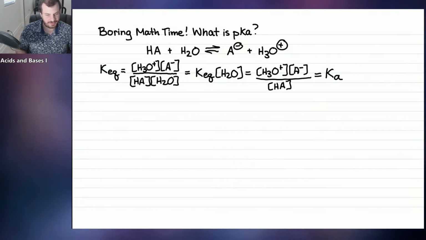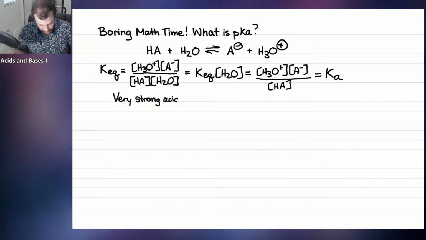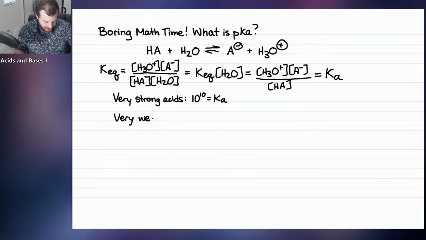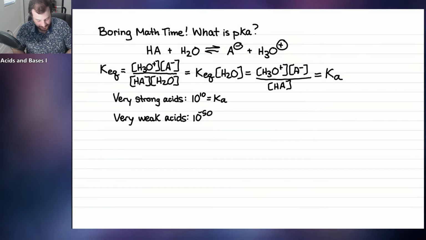So anyway, you're not going to have to do any of this math in this class. All you need to remember is a very simple fact. Very strong acids, that is acids that give up their protons very readily, have a Ka equal to about 10 to the 10. They have a large Ka. Versus very weak acids, these are acids that do not give their protons up readily. They have Kas as low as 10 to the minus 50.